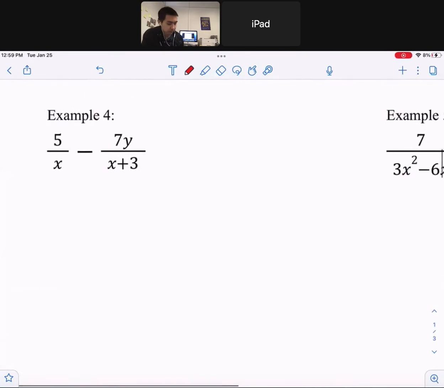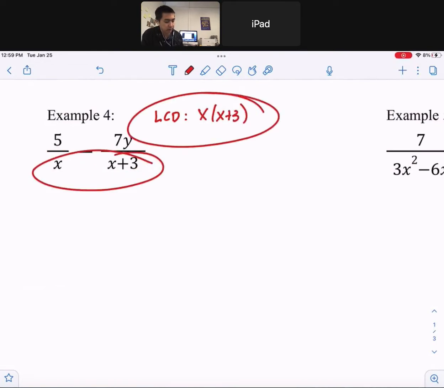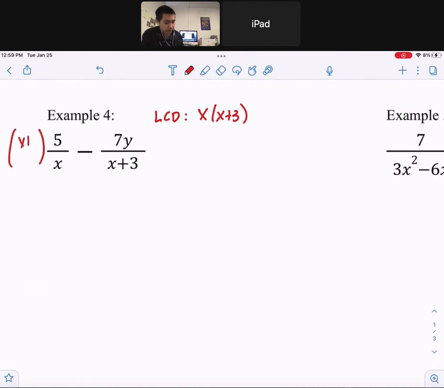Number 4, least common denominator, you guys. Now both of these are different factors, so just multiply them together. So we need both of these to match up with this. Multiply this side by x plus 3. Multiply this side by x times x. So x all over x plus 3.